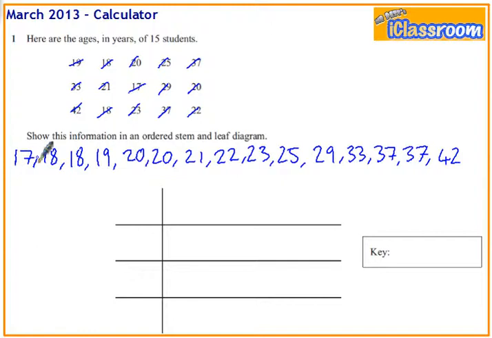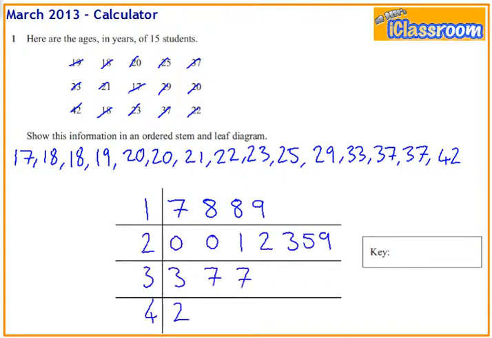Now, I put down my stem, which is going to be 1, and my leaf, which is 7. Remember the leaves in here can only be a single digit, so 18 is only going to be 1 and 8. No need for a comma to separate these, because as I've said, these can only ever be single digit numbers. Now again, I will pause to complete, and there we have our completed table.